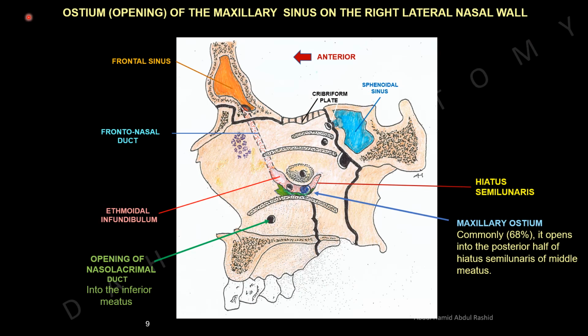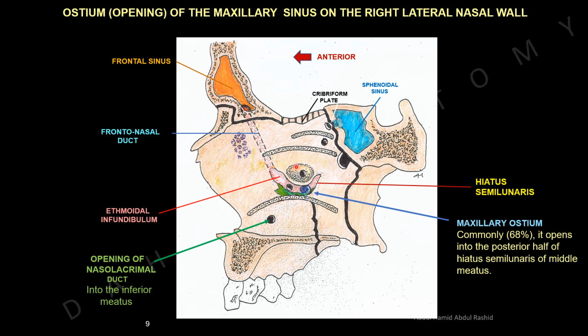Ostium, the opening of the maxillary sinus. Let's see the diagram first. We are looking at the medial surface of the right lateral nasal wall. This is in front. Let's identify a few structures. This is the middle turbinate. This is the inferior turbinate. The space or passage under the middle turbinate is the middle meatus. The space or passage under the inferior turbinate is the inferior meatus.